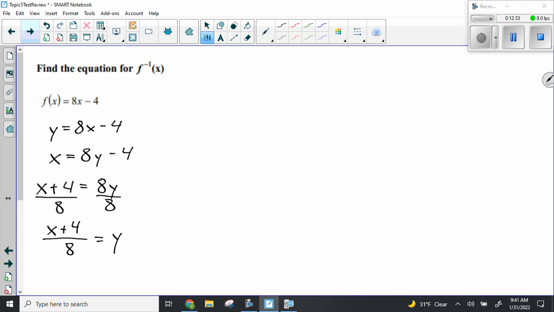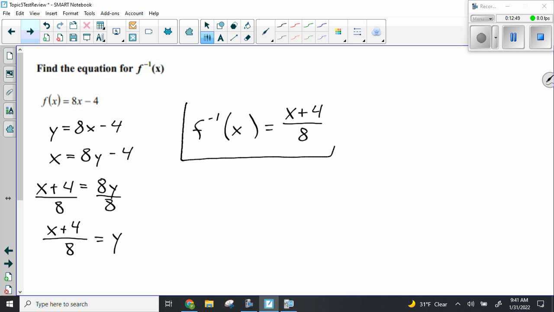And there we go. The last step I'm going to do is write it using function notation. So f inverse of x is x plus 4 divided by 8. And this is our equation for the inverse of x.